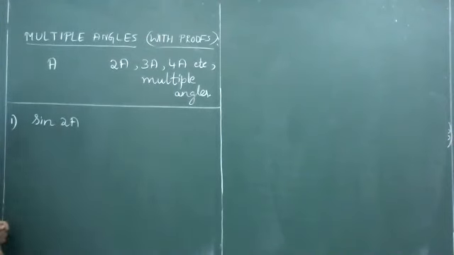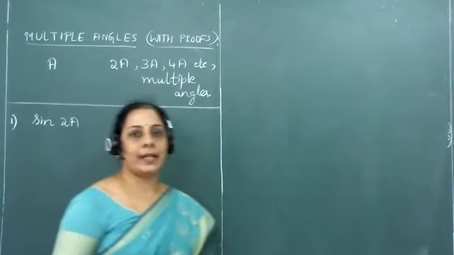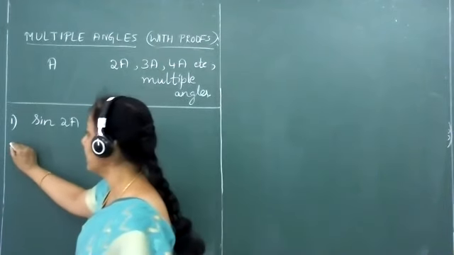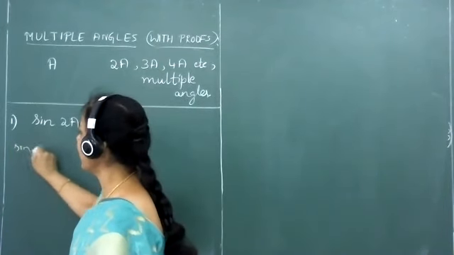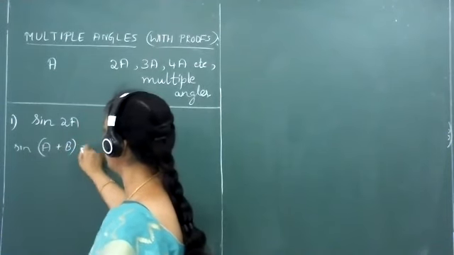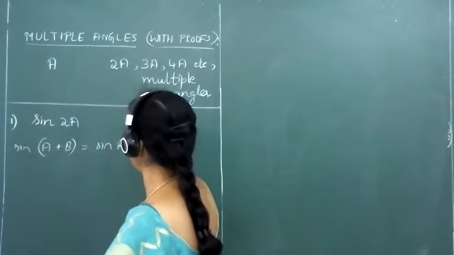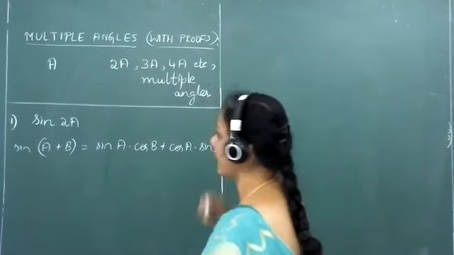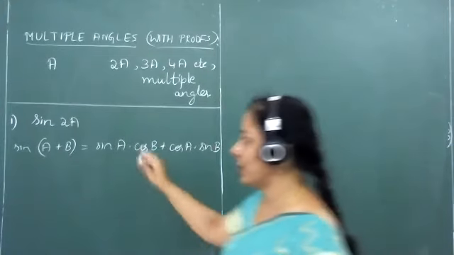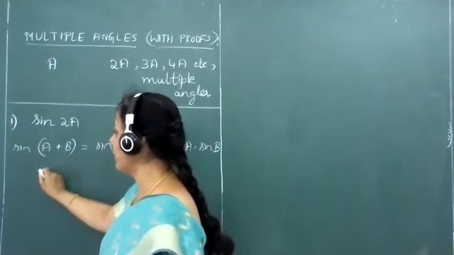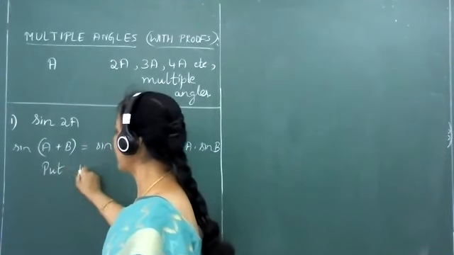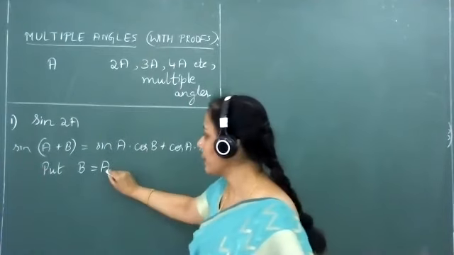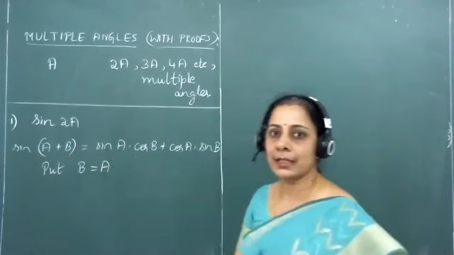Now to find the value of this sin 2A, I will have to make use of the sin of A plus B compound angle formula. So we are using sin of A plus B as equal to sin A multiplied with cos B plus cos A multiplied with sin B. We have learnt about this in the previous session. Now here in this compound angle formula, we shall substitute angle B as equal to angle A. We will substitute B equal to A both in LHS and the RHS.